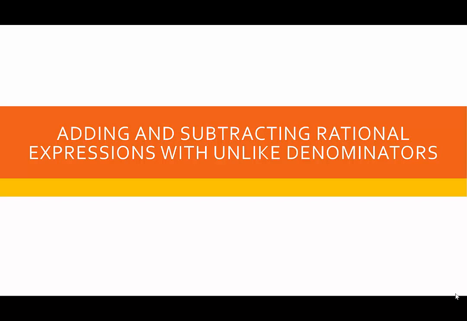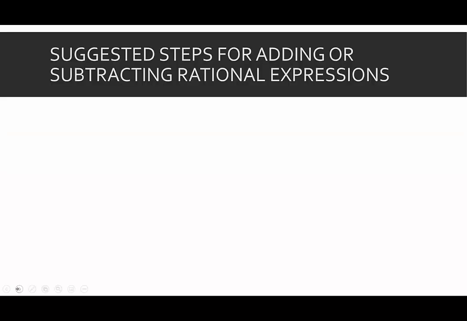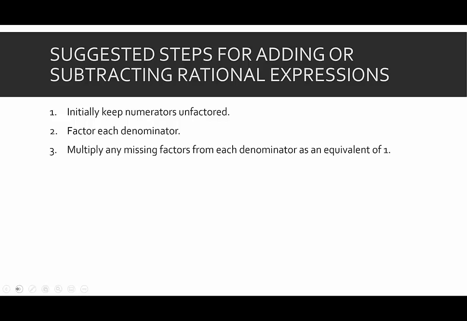In this video, we're going to look at examples of adding and subtracting rational expressions with unlike denominators. First, let's review my suggested steps for adding or subtracting rational expressions. First, we want to keep the numerators unfactored. Second, we want to factor each denominator. Third, we want to multiply any missing factors from each denominator as an equivalent of 1.